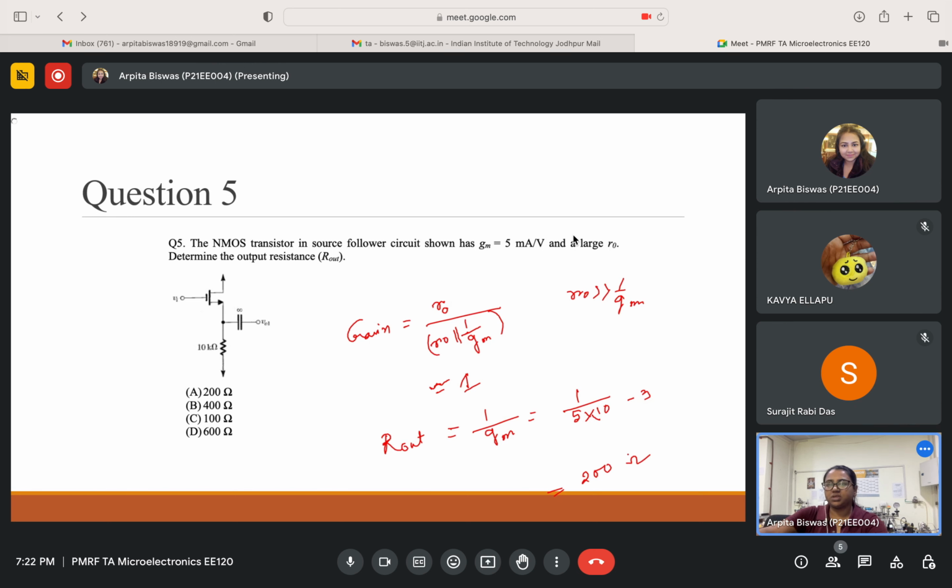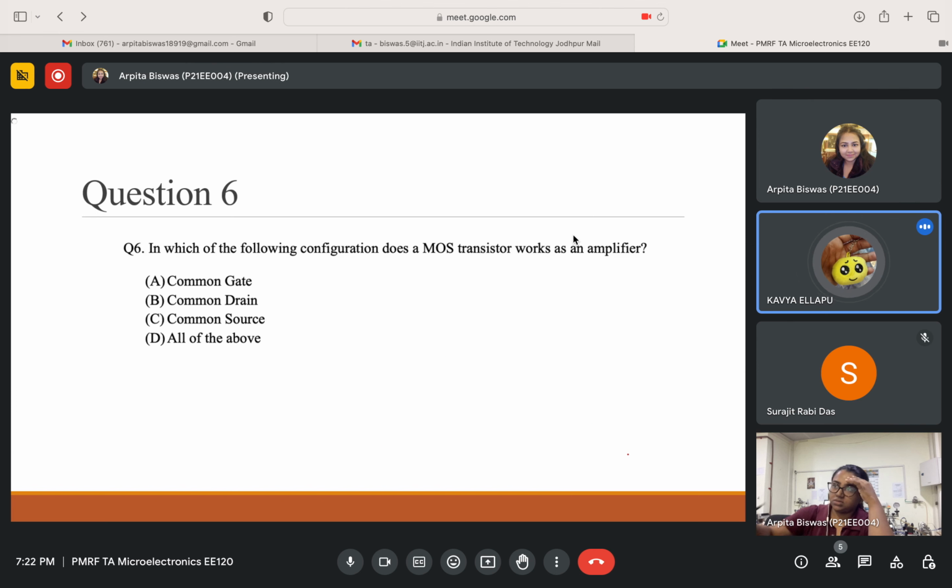So can we move towards the next question? Yes, ma'am. Okay, so this is question number 6. In which of the following configurations does a MOS transistor work as an amplifier? The first option is common gate, the second option is common drain, the third option is common source, and the fourth option is all of the above.